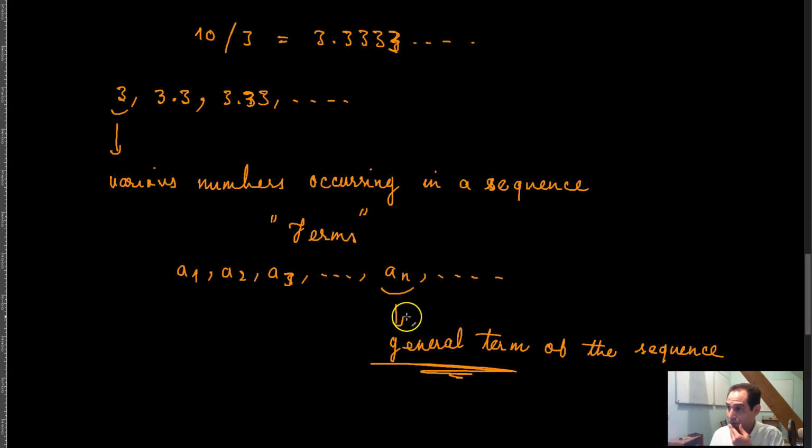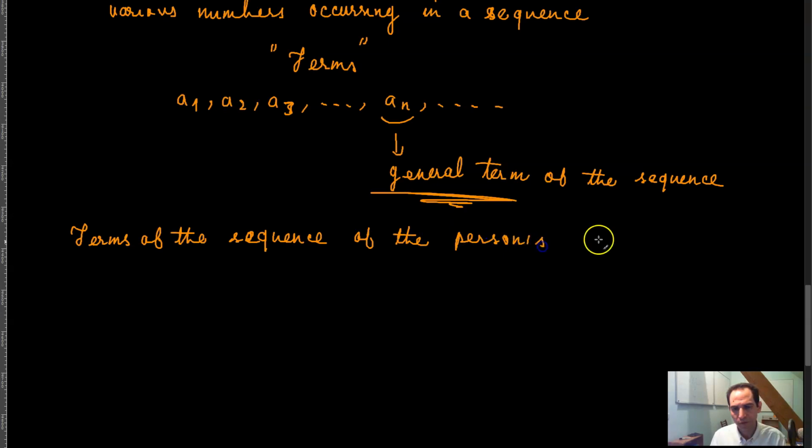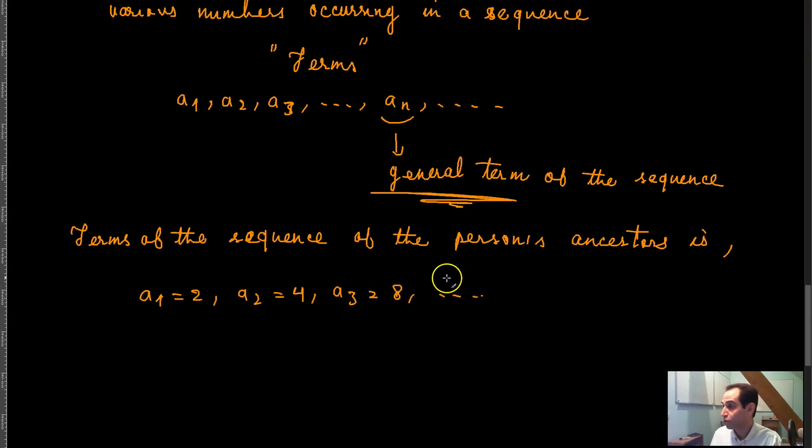Thus, the terms of the sequence of a person's ancestors mentioned above are A1 is equal to 2, A of 2 is equal to 4, A of 3 is equal to 8, and so on, all the way up to A of 10, which is equal to 1024, 2 raised to the power 10.